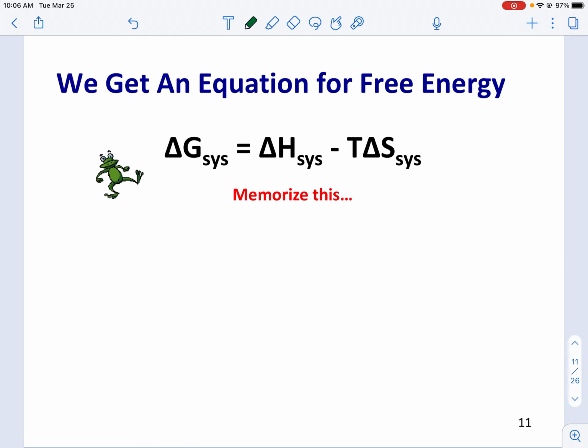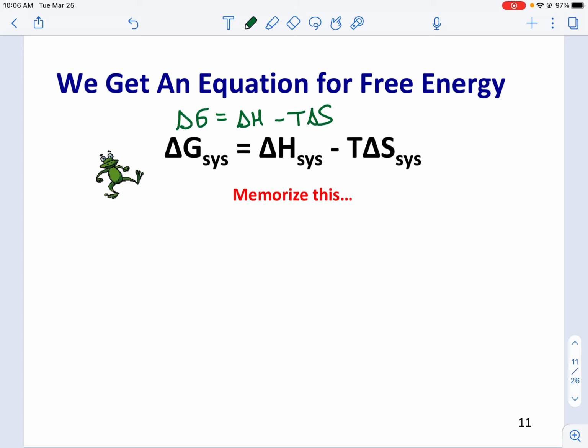We get an equation for free energy, which you're probably familiar with. And we have the system there, but in general, we'll just write this as delta G equals delta H minus T delta S. This is the equation for what we call the Gibbs free energy, or you can just call it the free energy. What is the free energy?